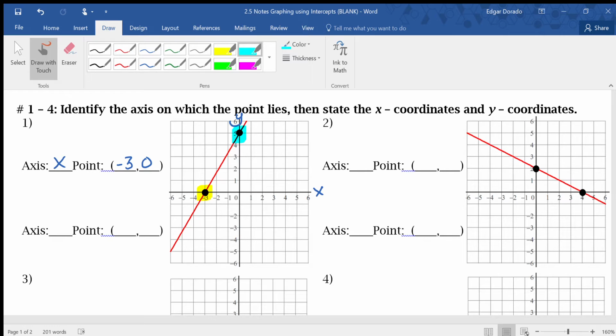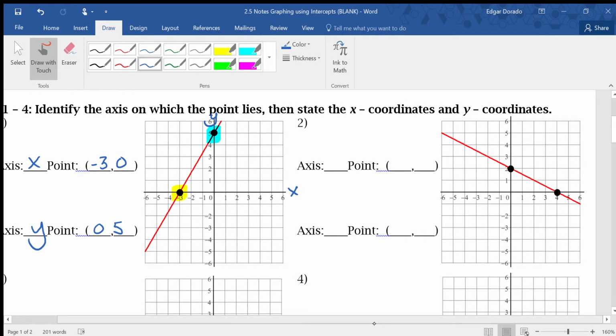Okay, now we're going to look at this one over here in blue. So let's go ahead and write down the coordinates. So we're going left or right 0 spaces. Whoops, wrong one, my bad. So we're not moving left or right at all. So I'm just going to go ahead and write 0. But we do go up 5 units, okay? And this one is actually on the y-axis, okay? So let's go ahead and take a look at number 2.